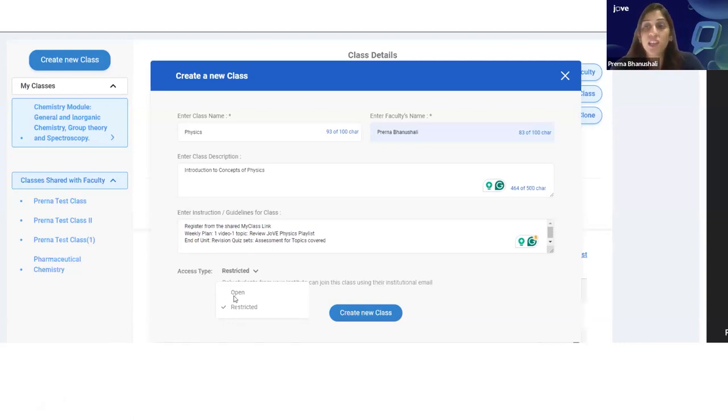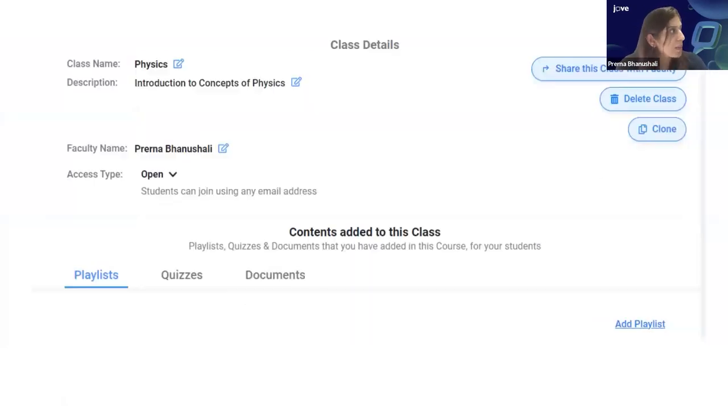So if they're using their Gmails or Yahoos or any other open domains, they will still be able to log in and access the JoVE material that you've created for them. If all your students do have institutional email IDs, just select restricted and they should all be able to access them. Click on create new class and this will create a new class for you.